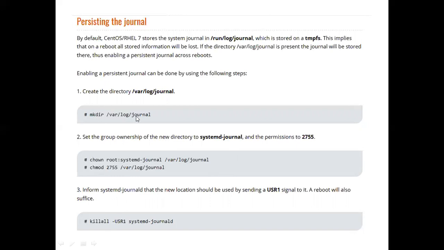We will change the location of the systemd journal. By default, it is stored in /run/log/journal, and once we make it persistent, the logs will be stored in /var/log/journal. After that, even after the services or the system are rebooted, the journald logs will persist, because journald logs are very important, particularly for troubleshooting and for viewing the systemd logs.